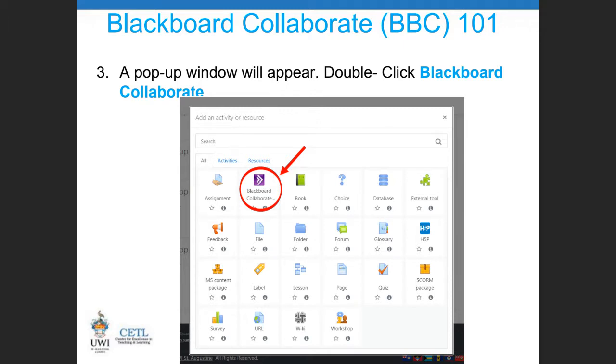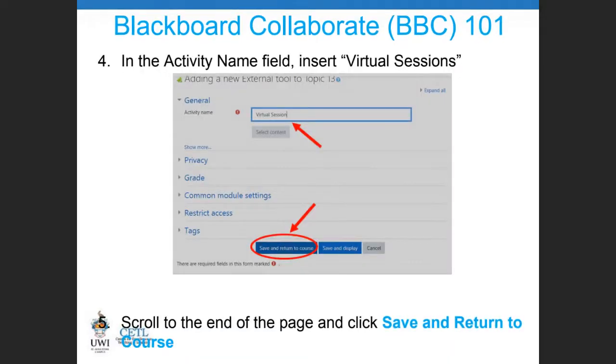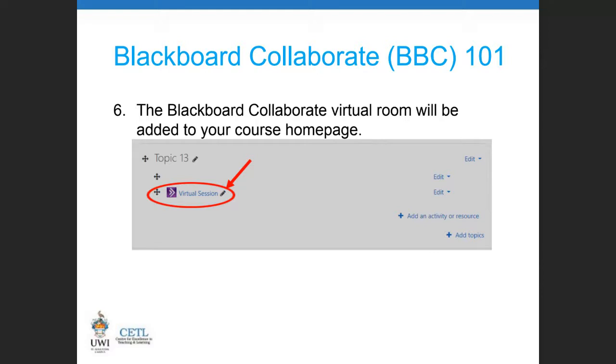Once you do that, it will take you to a page that looks something like this, which you just saw live. You give it a title, normally virtual sessions or online classes, but just make sure it's something consistent. Then you click save and return to course. So it's almost as easy as just clicking a button. You just have 3 buttons to click. Once you do that, it's added to your course site.